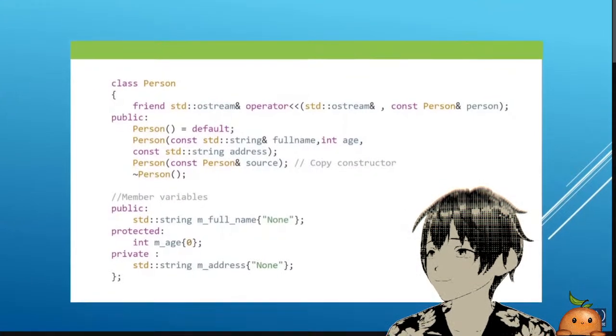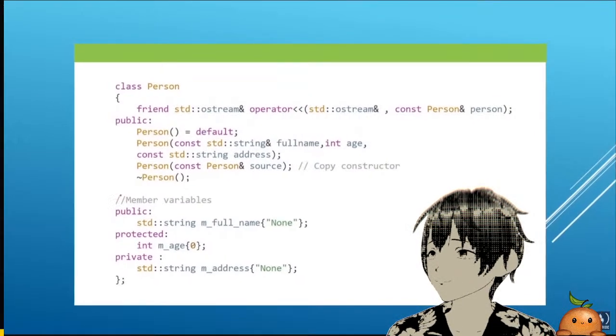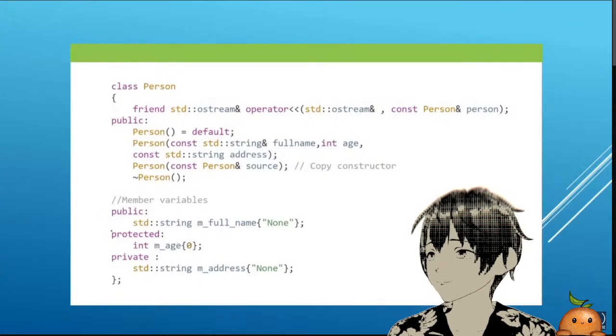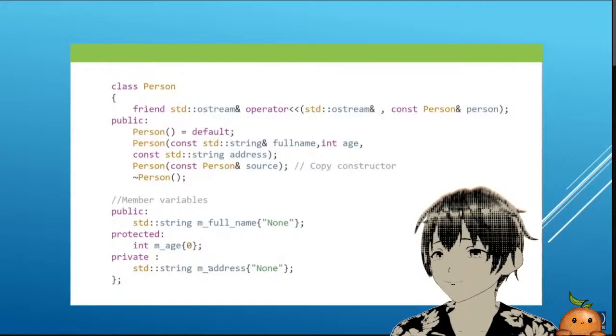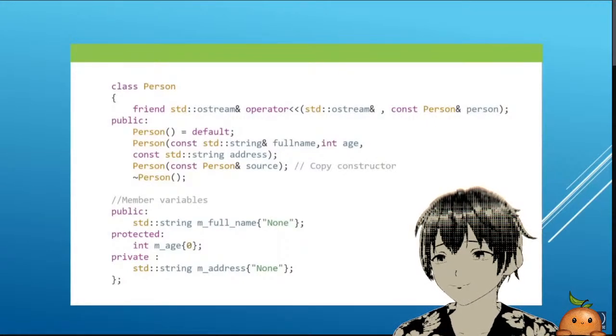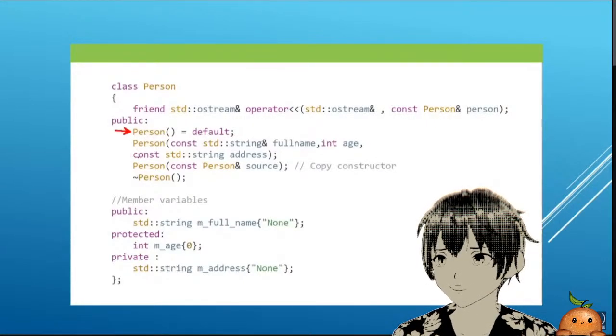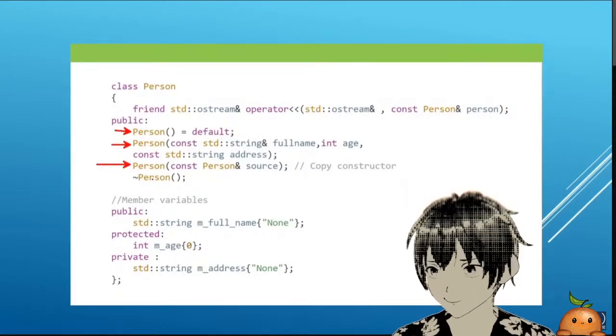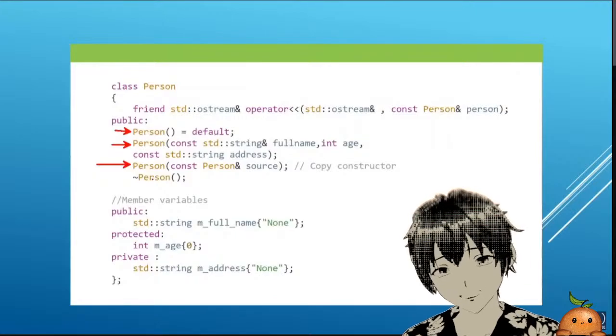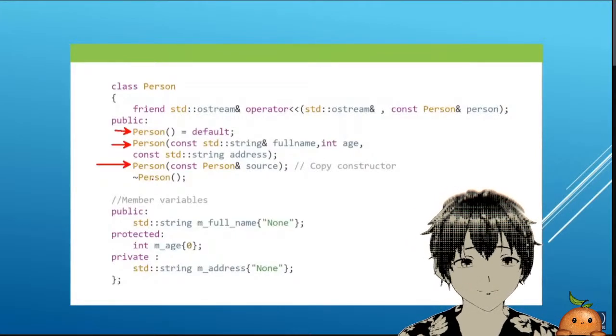So the person class is what we know from the previous lectures. We have a bunch of member variables here: the full name, the age, and the address, and we have a bunch of constructors now. We have a default constructor, a custom constructor, and a copy constructor that we set up tirelessly in the last lecture. Now, what do we mean when we say that we can inherit a constructor?